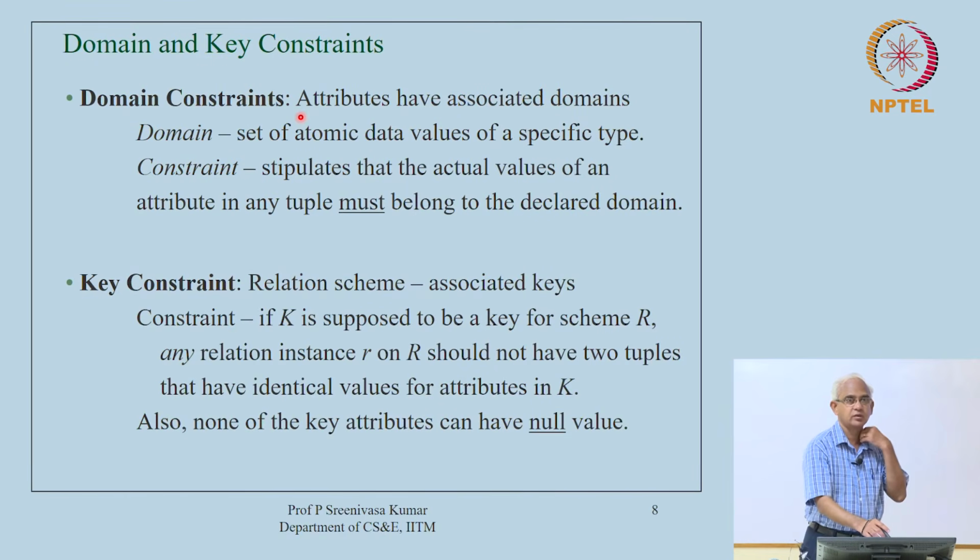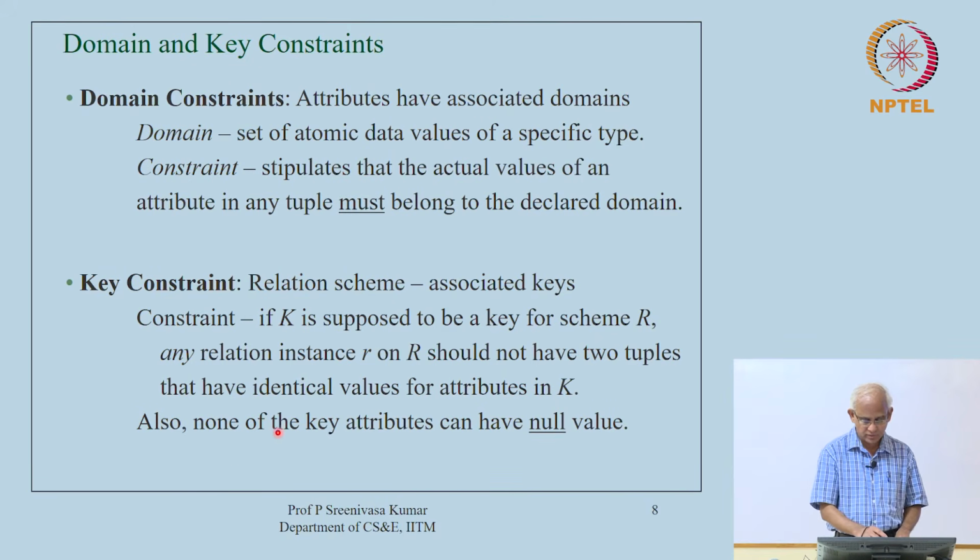And in a similar way, we have the key constraint. Basically, if in the relation scheme you have declared or asserted certain candidate keys, the corresponding constraint would be that if K is supposed to be a key for this relation scheme R, then any relation instance r, okay, we will use lowercase letters to indicate the instances and uppercase letters to indicate the schemas in general, on the schema R should not have two tuples that have identical values for these attributes of K. It is not just enough to say that this is a key, but the instance should satisfy that, otherwise it is a useless instance.